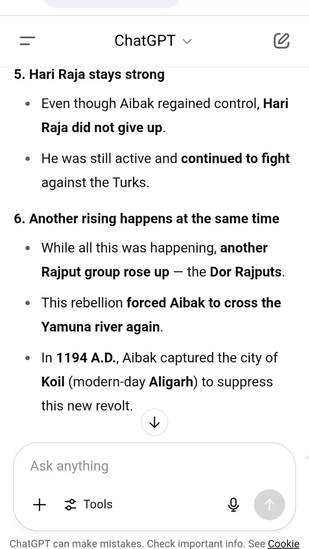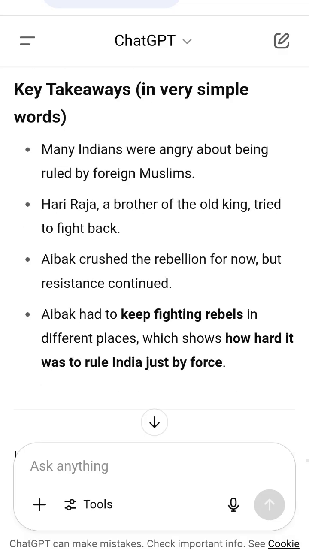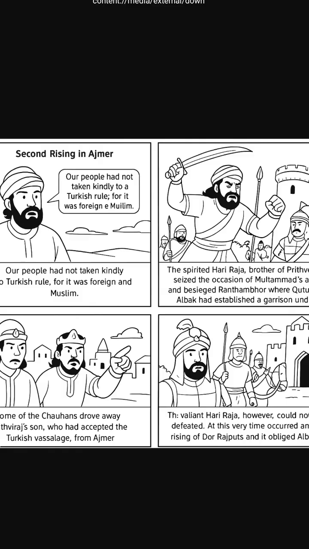Aibak crushed the rebellion for now, but resistance continued. Aibak had to keep fighting rebels in different places, which shows how hard it was to rule India just by force.